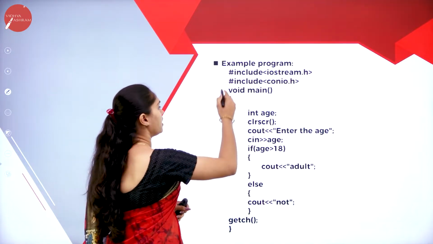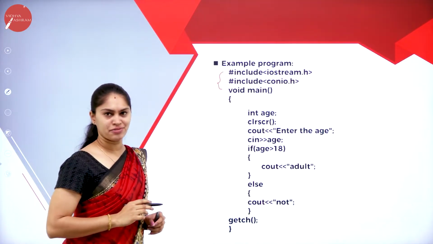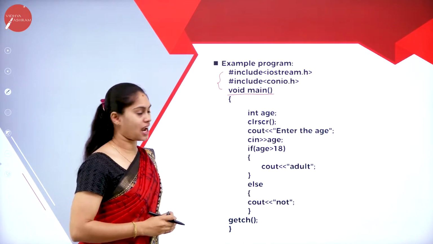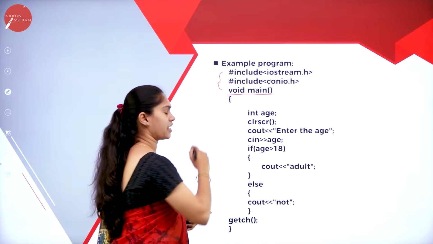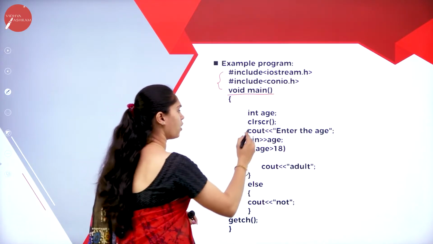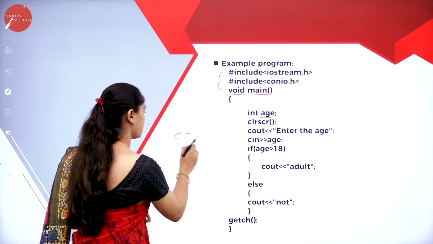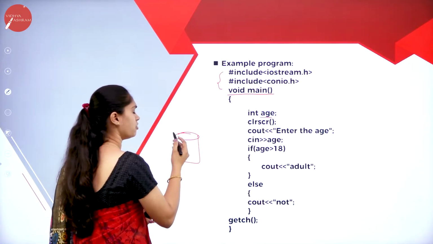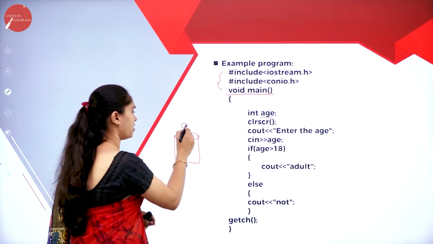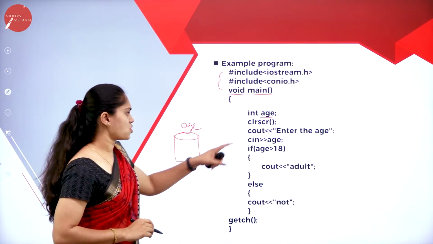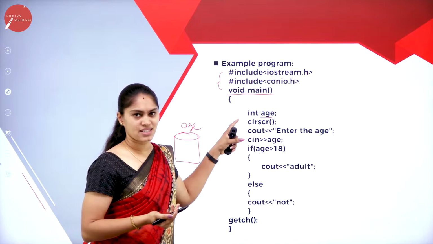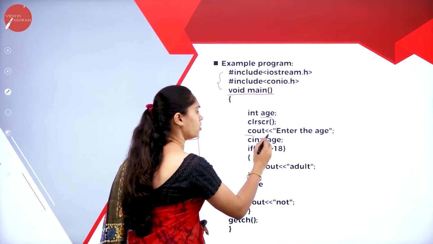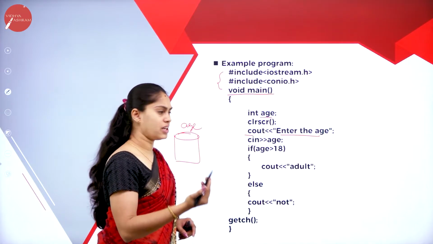Here I have already discussed the header files. Next we have the main function, where the actual execution of a program starts, and this indicates the opening of the main function. Then I have only one variable called age, which is of data type integer. Next, clear screen: whatever previous content was there gets erased. Next, cout, enter the age. So I have to give the age.